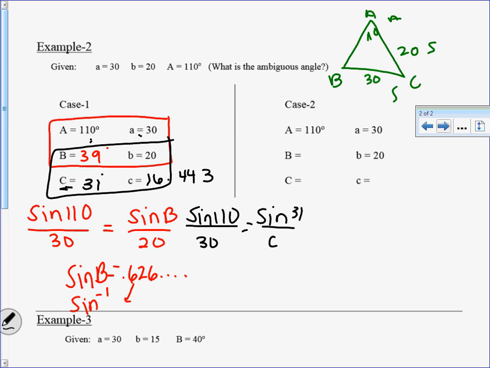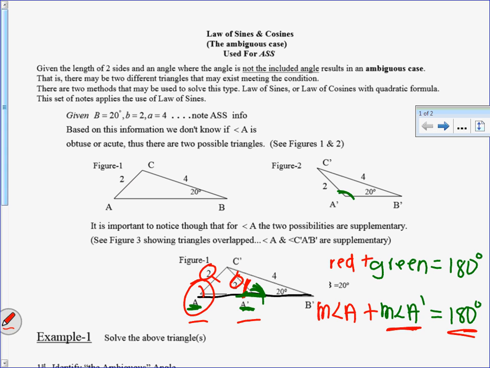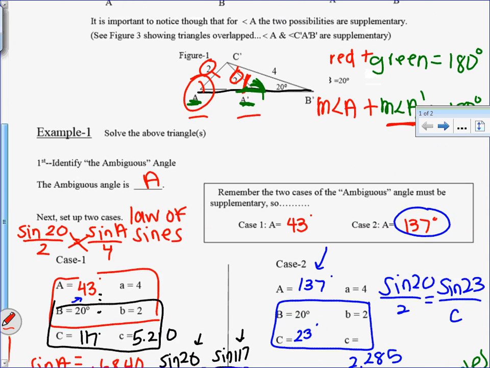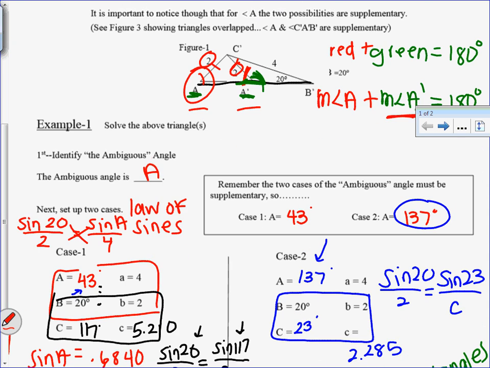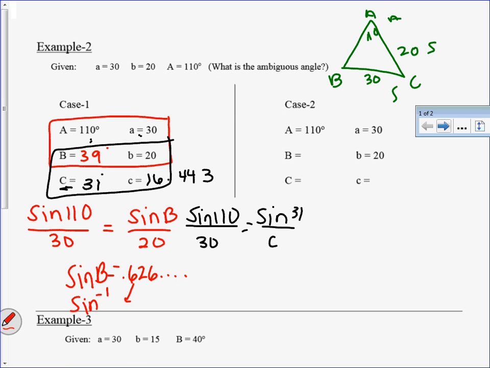Okay, let's go over to case 2. Oh my gosh, I forgot what to do. I think maybe you should go back and look at the front of your notes and see if you know how to find the other ambiguous angle. So if you go back to the front of your notes, remember, the two cases of the ambiguous angle must be supplementary, which means they add to 180. So what was our ambiguous angle? Which one did we find first? Oh, we found B. B was our ambiguous angle, so do 180 minus 39, and you get 141.